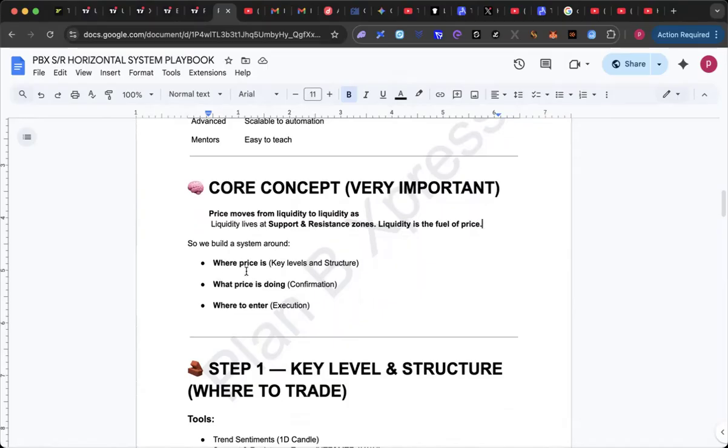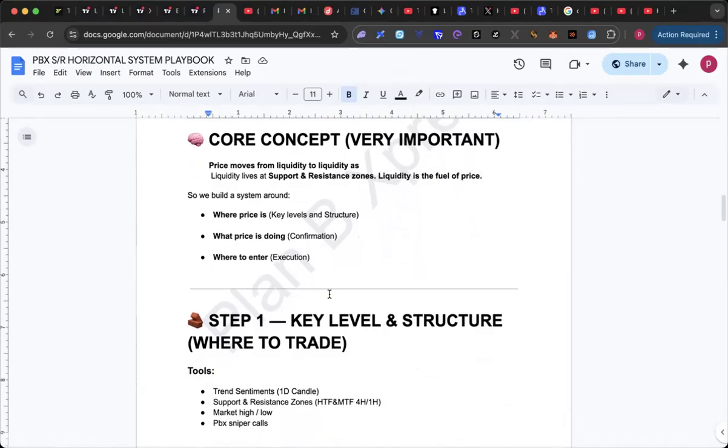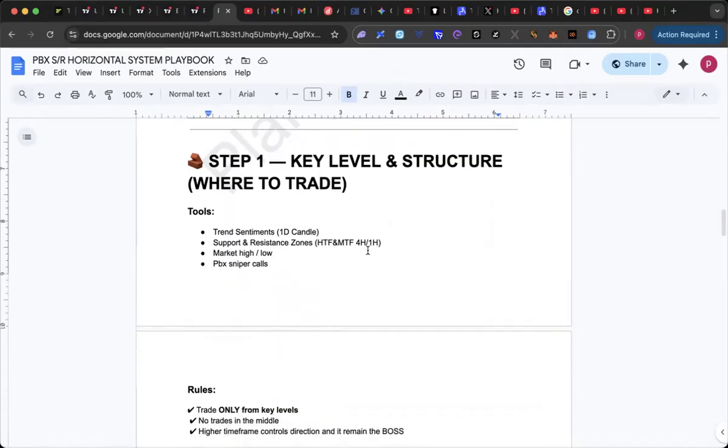number 1, where price is, which is key levels and structure; then what price is doing to get confirmation; and then where to enter, which is execution. So step one has to do with your key level and structure, all right? Where to trade. So you want to look first at the trend sentiment, uptrend or downtrend. So you have to go to daily candles and look at your chart. Then you can step down to still higher time frames, 4 hours, 1 hour, and then see your support and resistance zones.